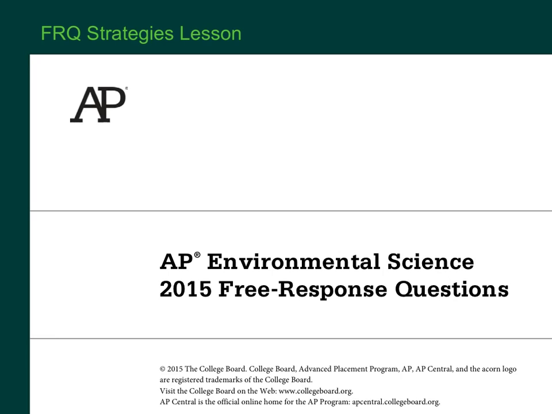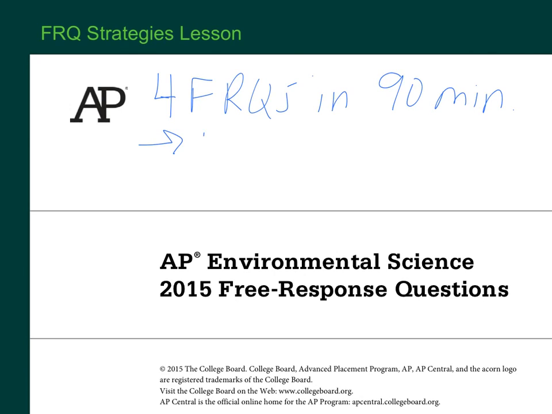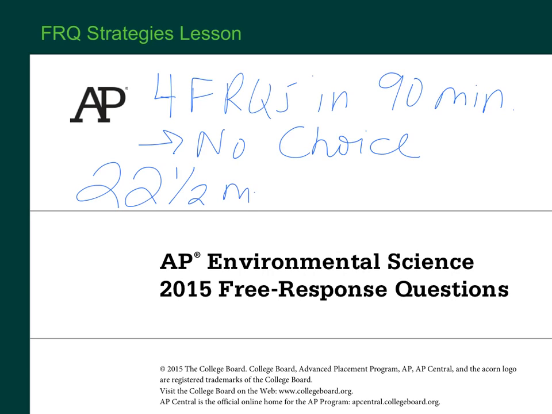So for AP Environmental Science, you're going to have 4 FRQs in 90 minutes. And there is no choice. Some AP tests give you 5 and you get to choose 3, but in our test there is no choice, so you have to do them all. So this averages out at about 22.5 minutes per FRQ.